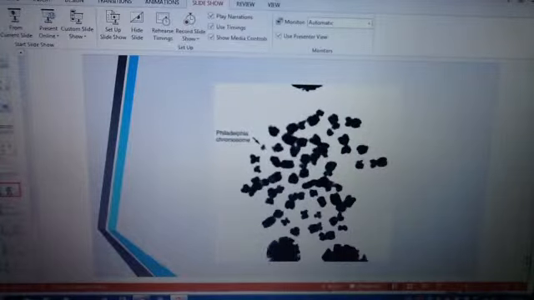This is the Philadelphia chromosome, and this is found in patients with chronic myeloid leukemia, which causes a fusion protein to be made from a combination of genes on chromosomes 9 and 22.